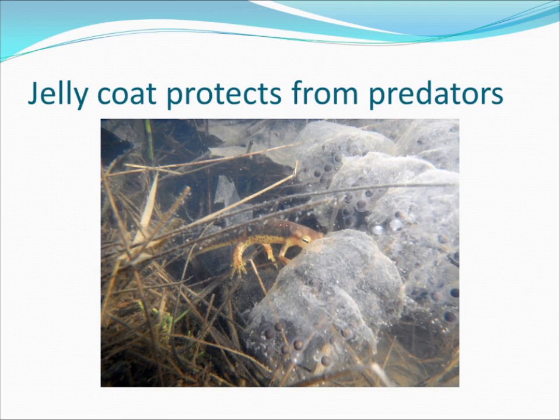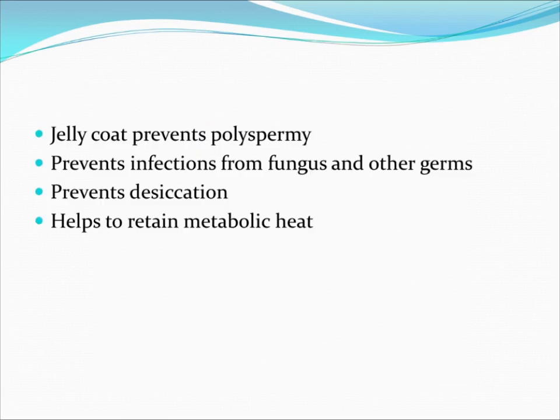Then, jellycoat protects the egg from predators because the jellycoat is distasteful to the predators. The jellycoat prevents polyspermy. Since the jellycoat is increasing in thickness just after fertilization, it prevents polyspermy. That is, it prevents the entry of more than one sperm. One sperm is enough to fertilize the egg, and after one sperm has entered into the egg, the jellycoat will increase in thickness so that the entry of more sperms into the egg is prevented.